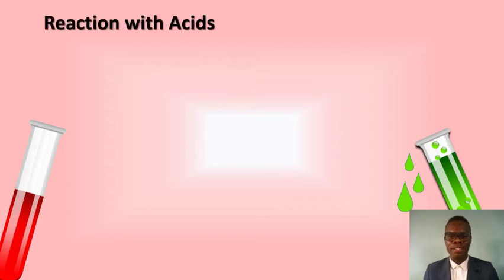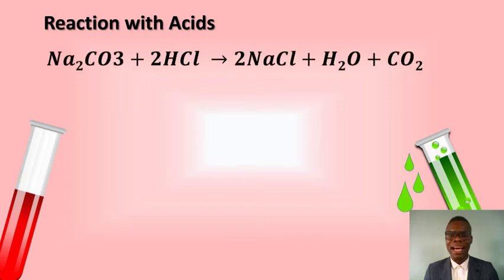Now, there are several other properties, and these properties include their reaction with acid. When trioxocarbonate 4 salts react with acid, they react to form salts. In this case, sodium trioxocarbonate 4 reacting with HCl will give you sodium chloride, water, and carbon 4 oxide, which is given off or liberated as a gas.